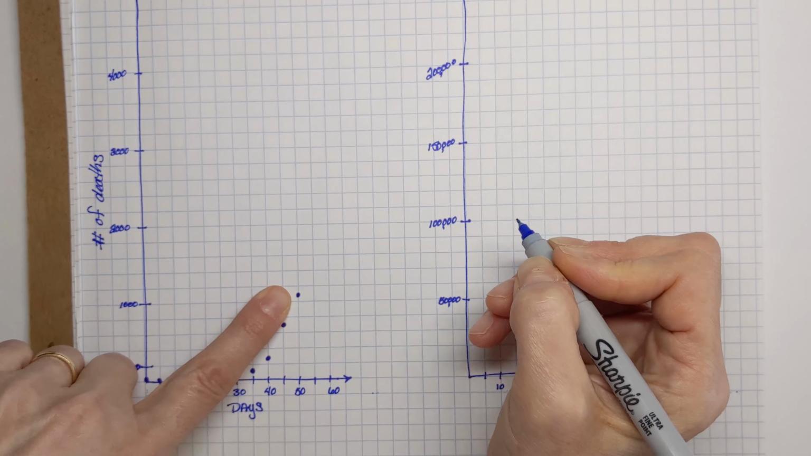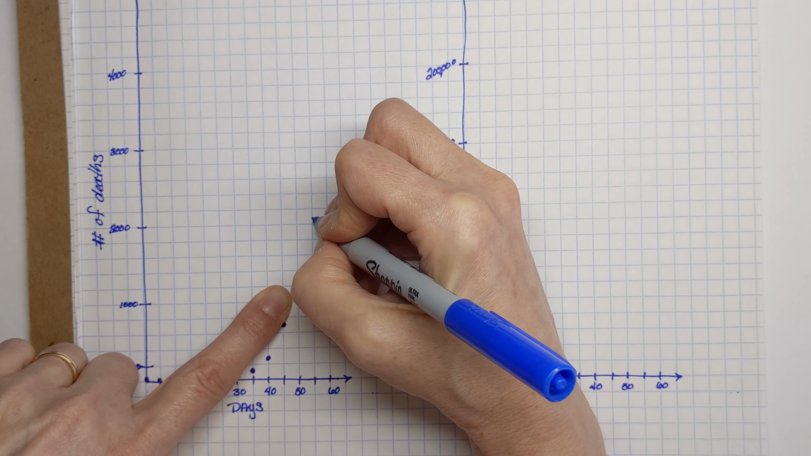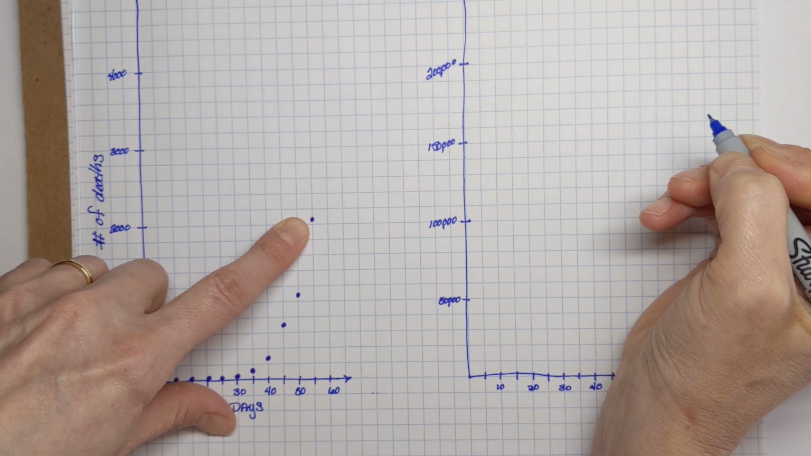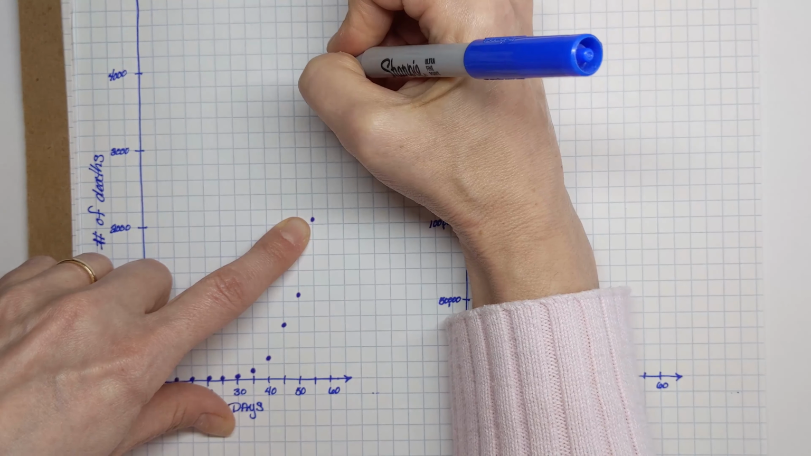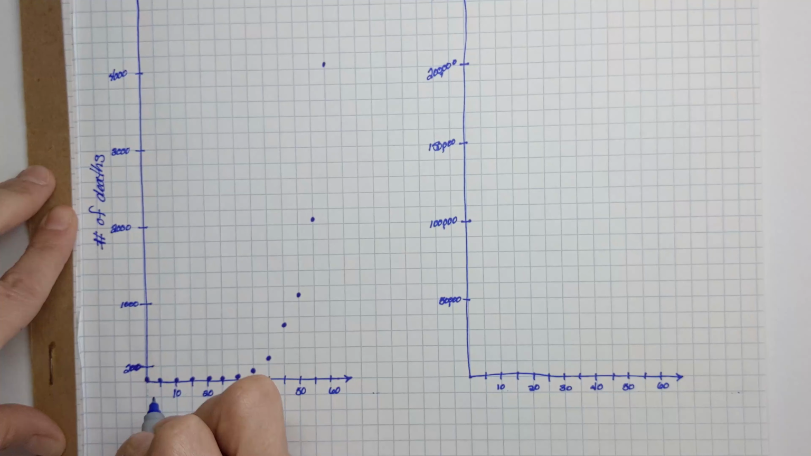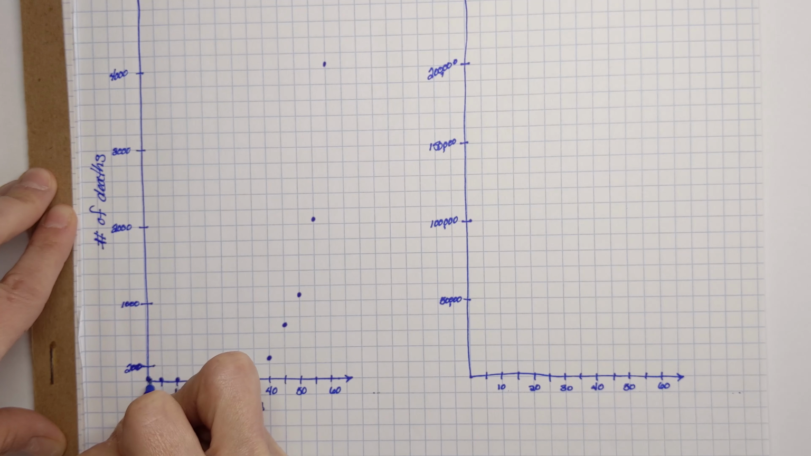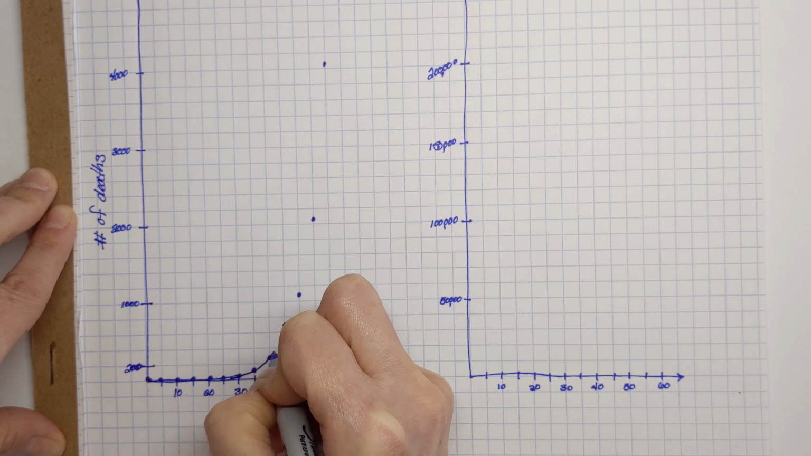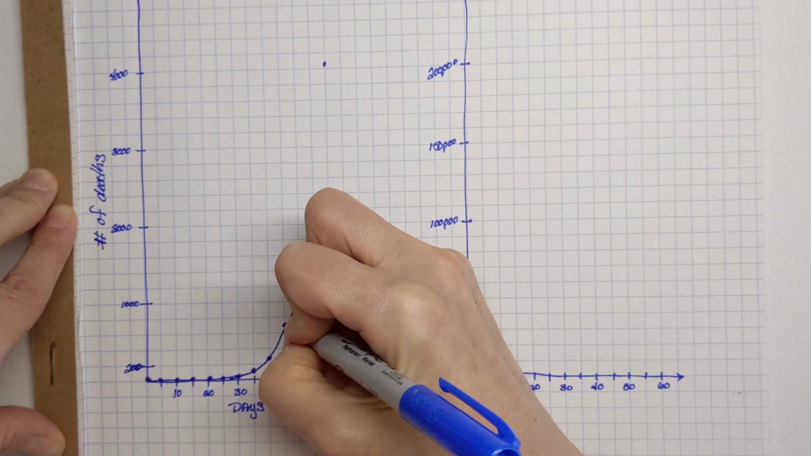And then 2050. And then suddenly we jump clear up to over 4,000. Let's go ahead and connect those. And then we're going to write an equation for these.